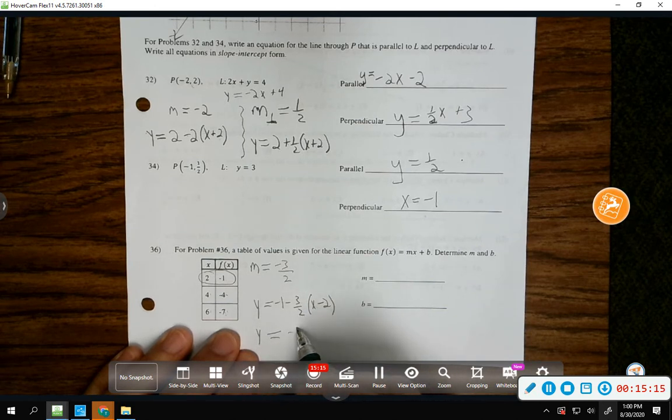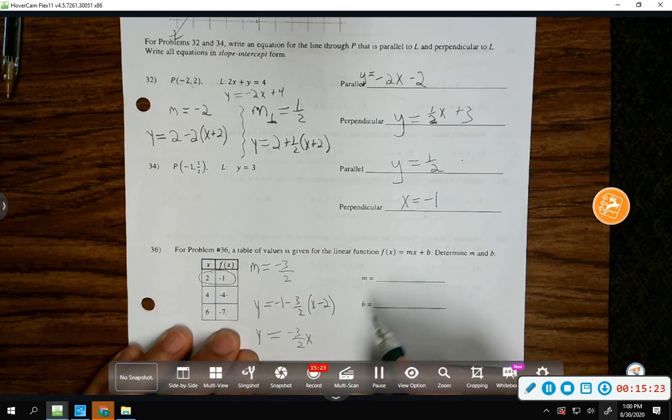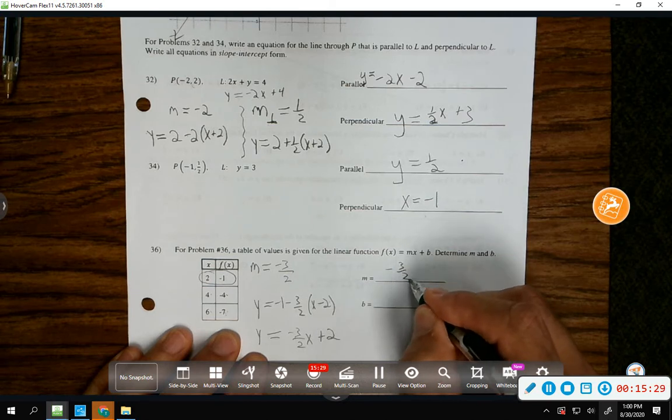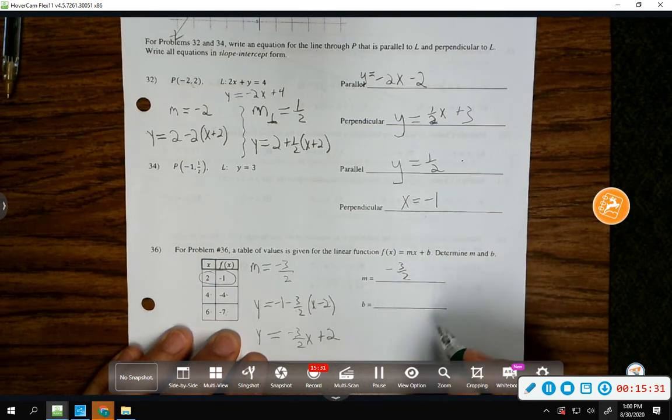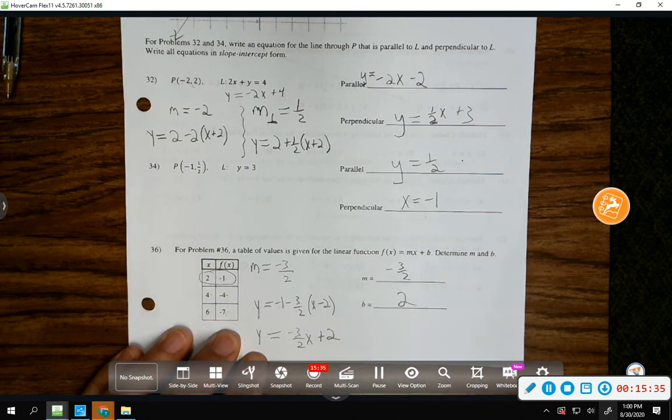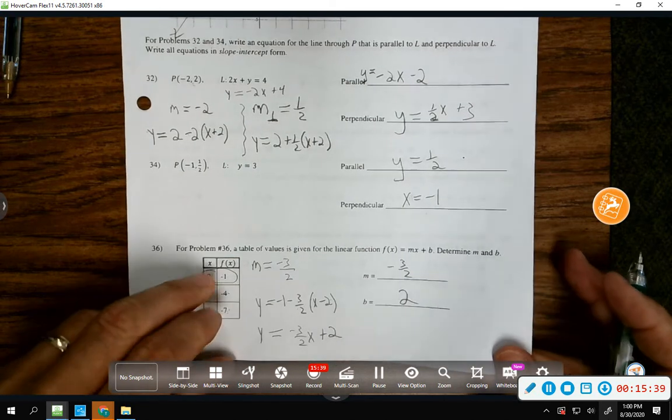Negative 3/2 x. Negative times negative is positive. The 2's cancel. I get a positive 3 minus 1 is a positive 2. That means the slope is negative 3/2 and the y-intercept is positive 2. Now when they say b equals, you can just leave it like that. You don't have to write it as 0, 2. But any other time that I ask for intercepts, please write them as coordinate points.